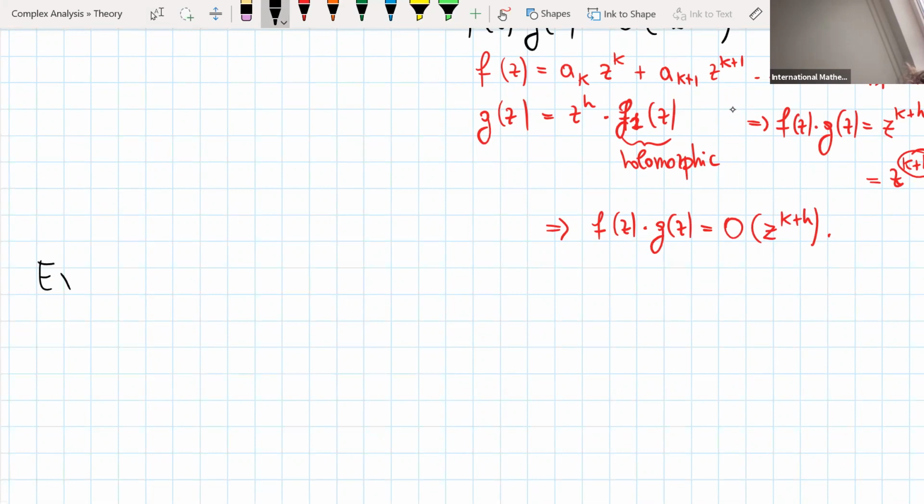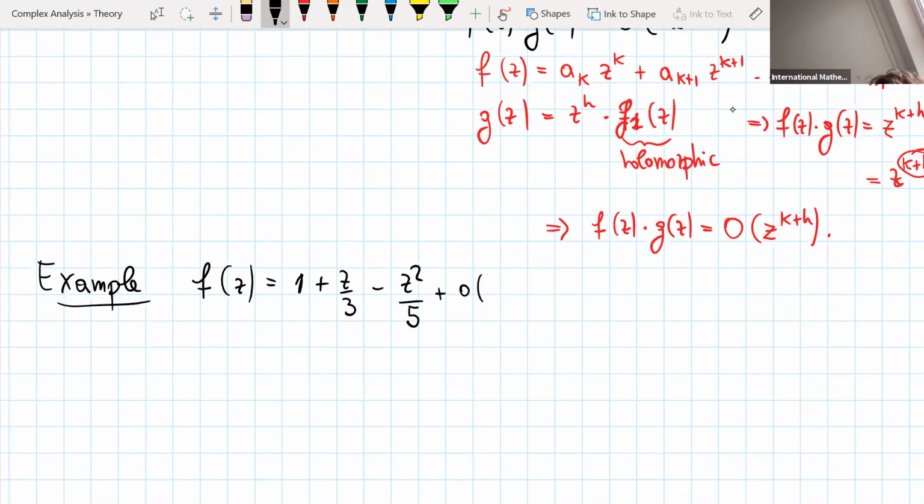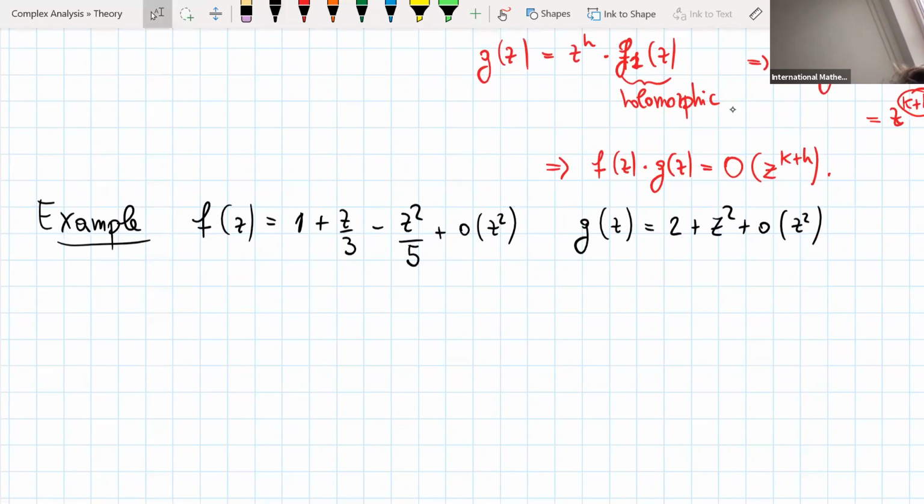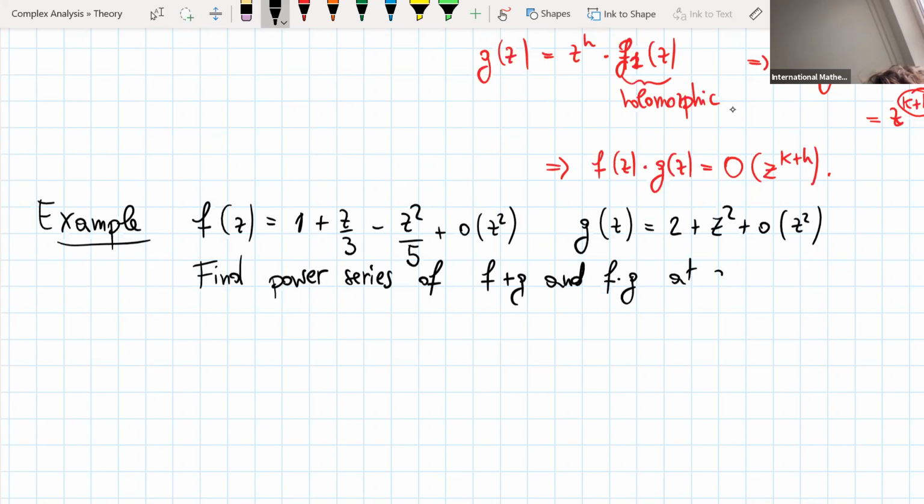So, for example, suppose you have f of z, which is 1 plus z over 3 minus z squared over 5 plus some terms of higher order, and some g, which is given by 2 plus z squared plus some term of higher order. Then what we want to find is the series of f plus g and f times g at z0 equal to 0 up to order 2. So this is what we want to do.